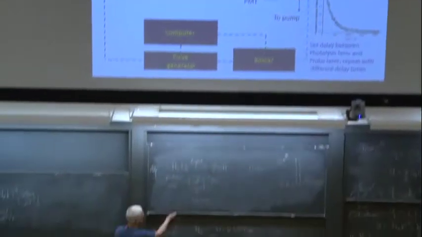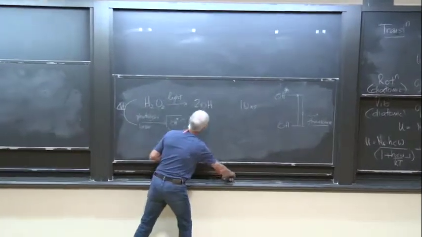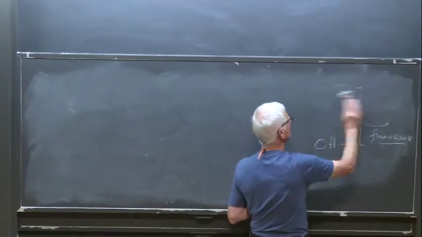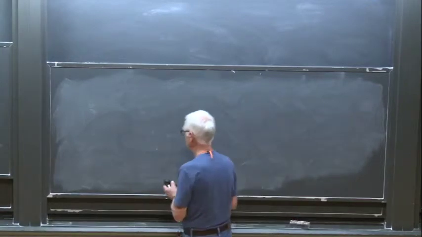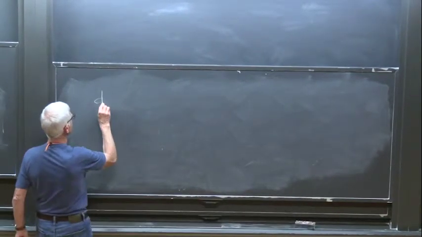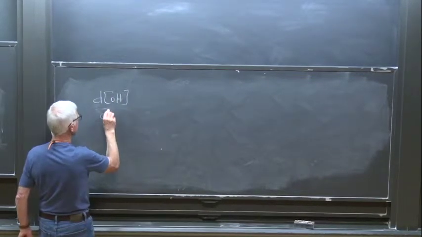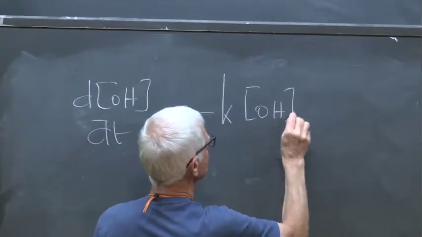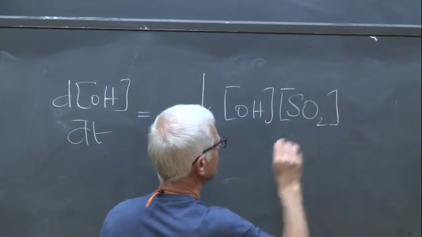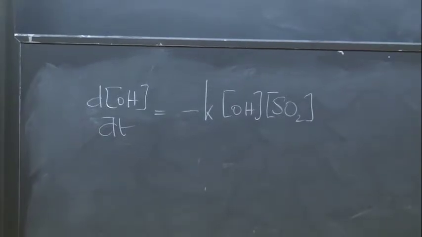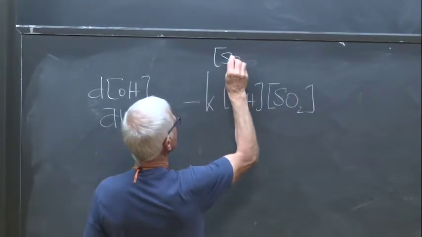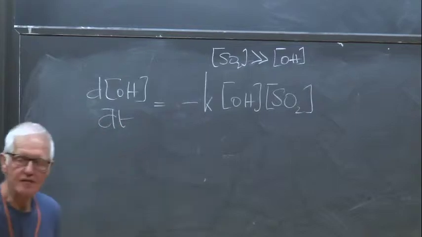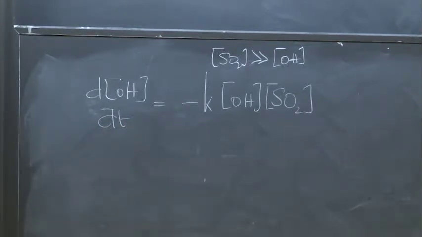Now, let's think about that decay. What we've got is we're looking at d[OH]/dt, which is equal to minus the rate coefficient times [OH] times [SO2] in this particular experiment. And we have conditions such that [SO2] is very, very much larger than [OH], and so even when all the OH has been removed, the SO2 concentration has hardly changed.